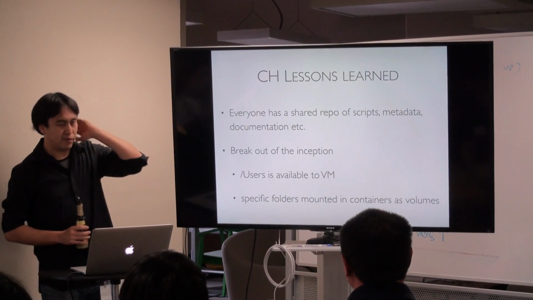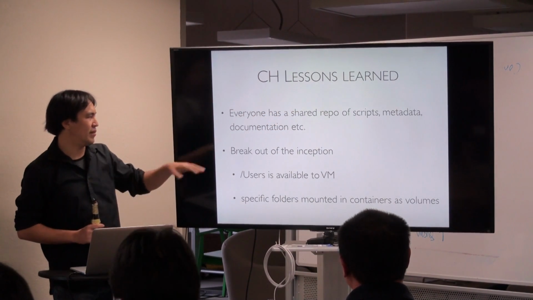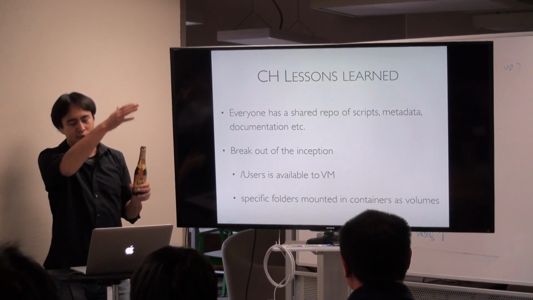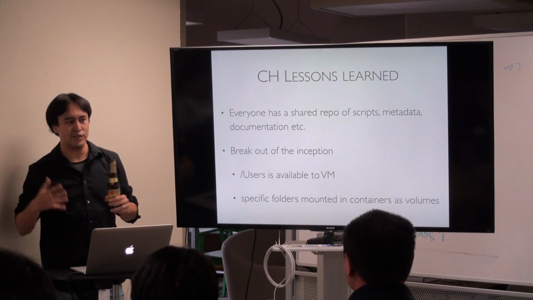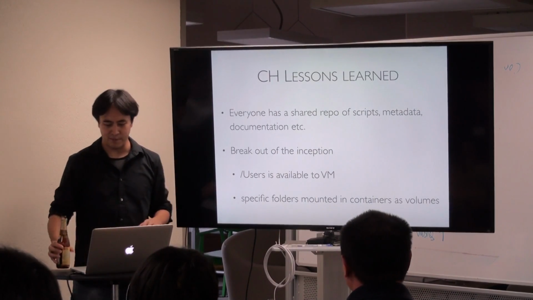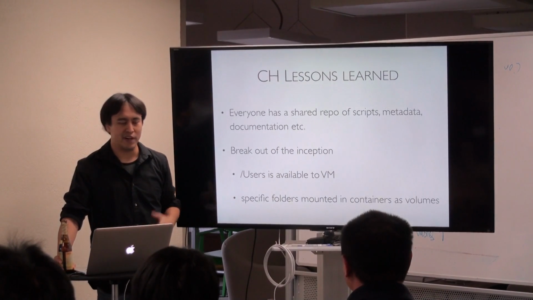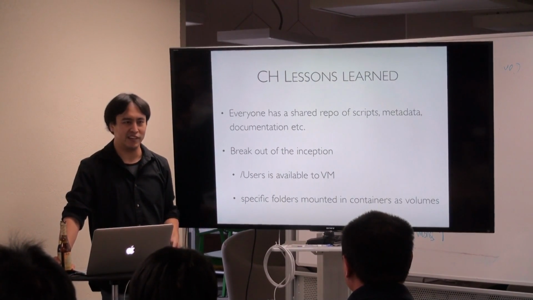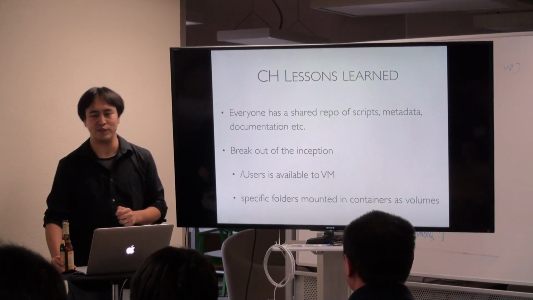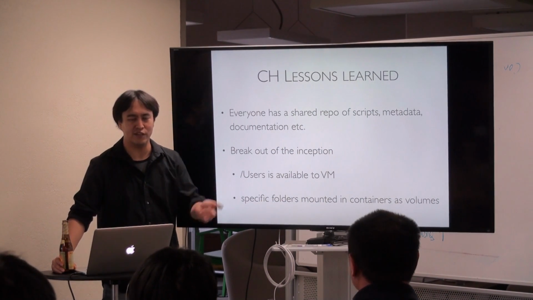The one thing that's been super helpful to us is that all of our scripts are in that one big shared dev env repo, which has all the metadata and documentation. The thing that really helped us was this: we talked about how Russian doll and Inception-y using these VMs and Docker containers can get. We bust out of that a little bit and break the metaphor. What we do is mount our users directory into the VM. Because it's a local VM, it's totally fine. And then from there, specific folders are mounted in the containers as volumes. This took us almost a year to get to, through trial and error.